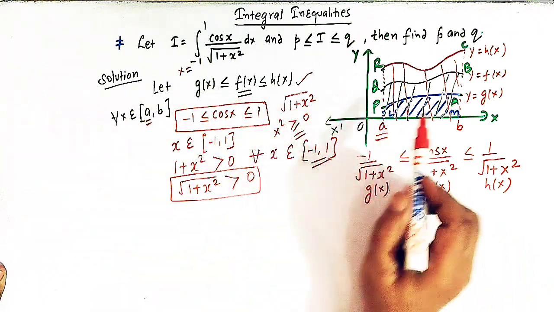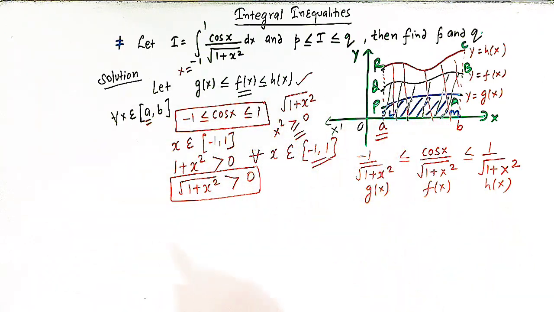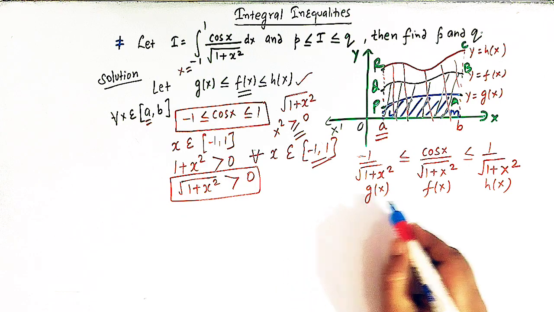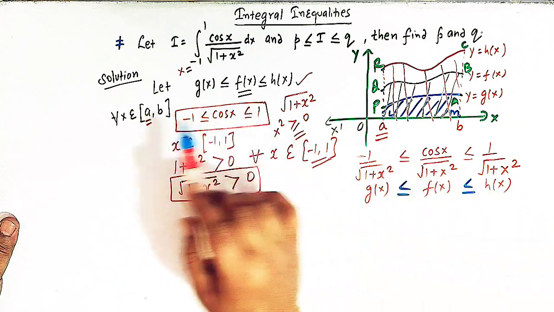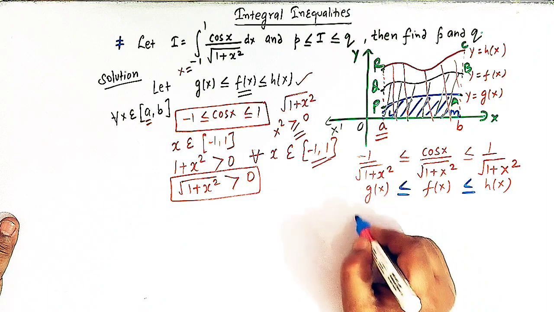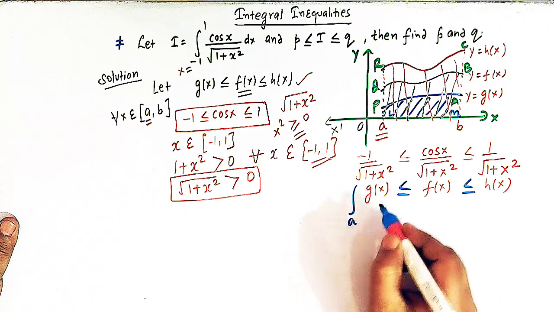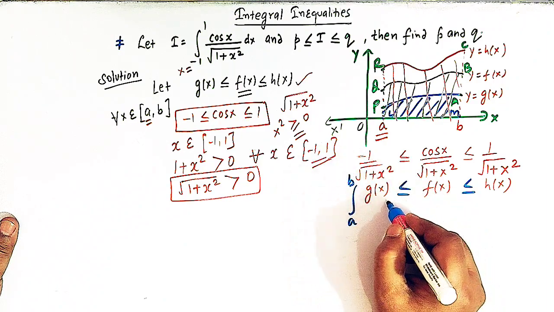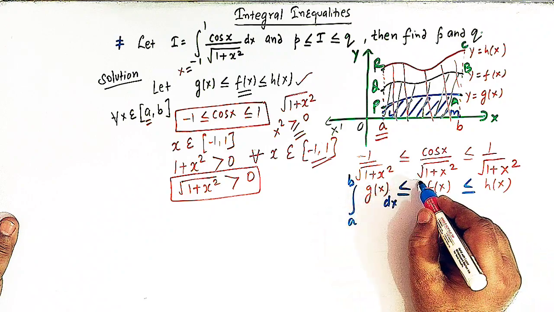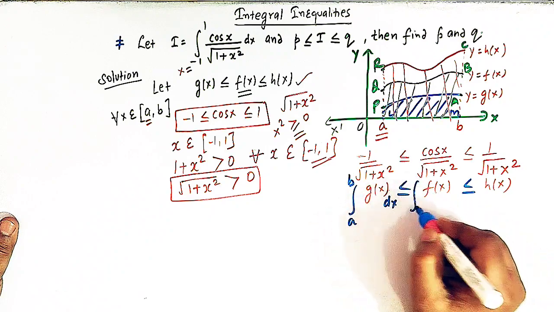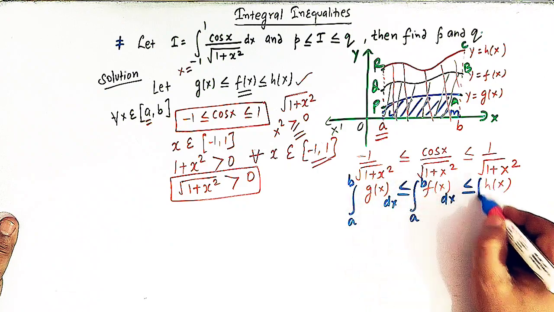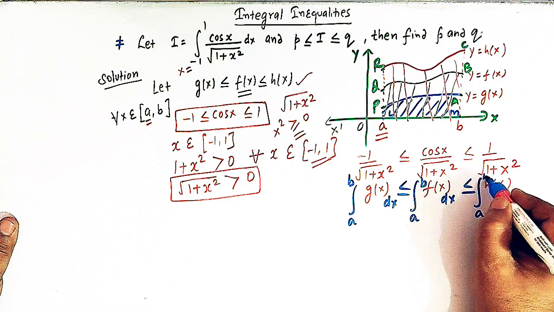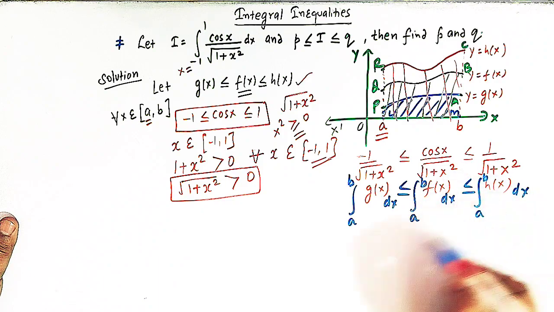So from the discussion we have seen that when we have three functions g of x, f of x, h of x in the interval a comma b, then the definite integral from a to b of g of x dx is less than or equal to the integral from a to b of f of x dx, which is less than or equal to the integral from a to b of h of x dx, right?